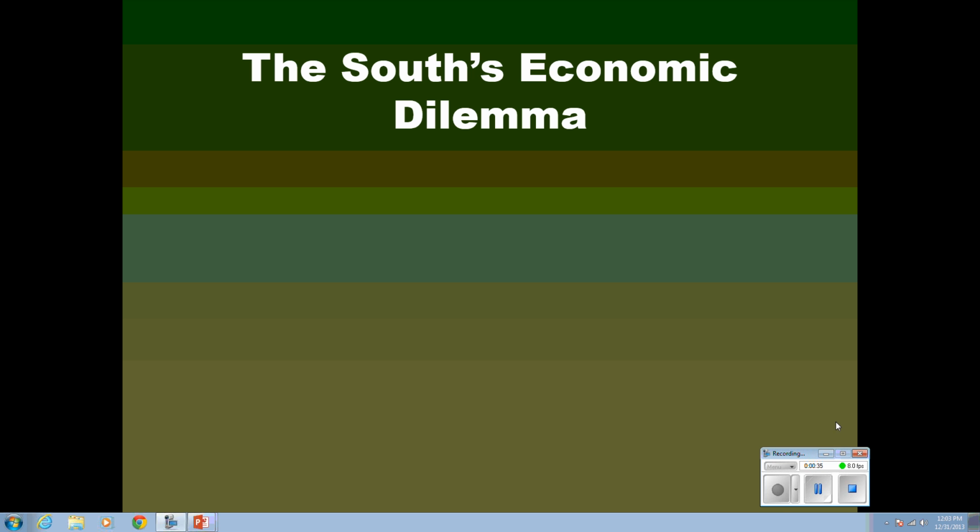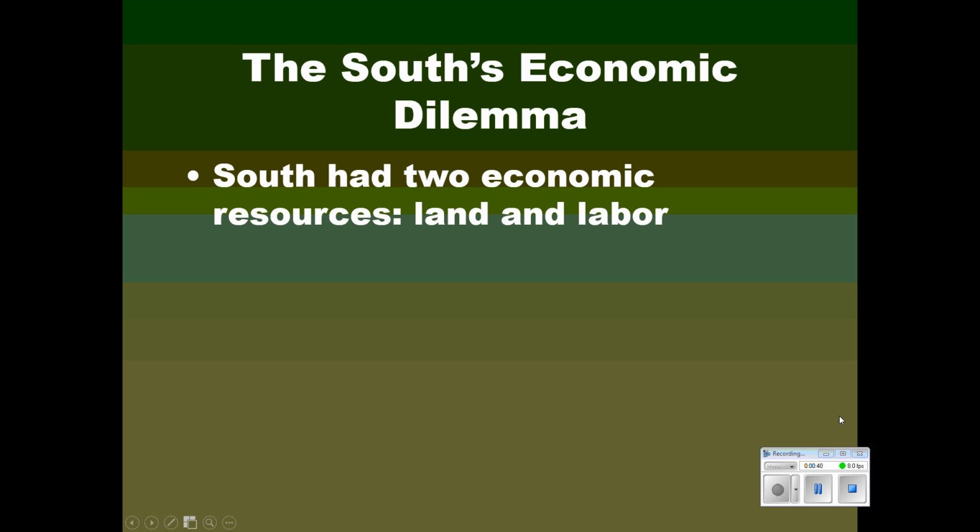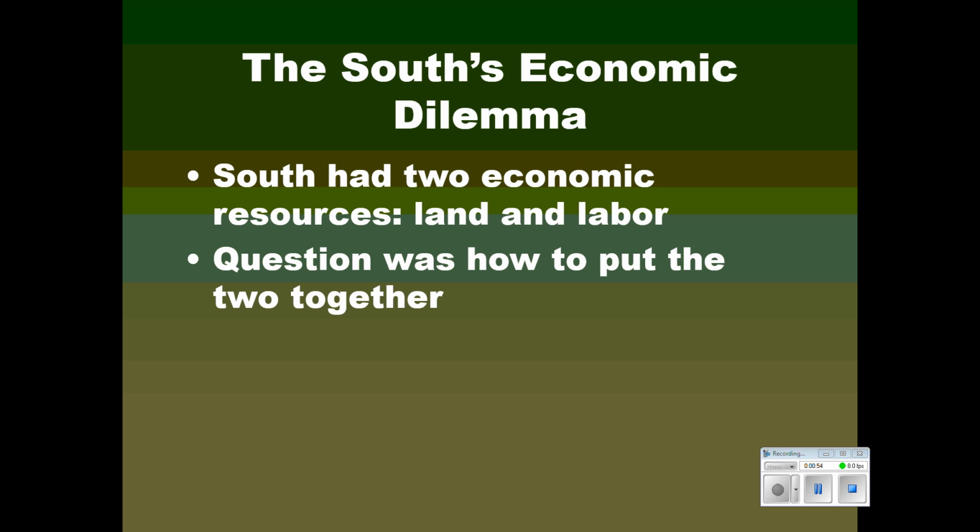Well, they had two resources they could begin with. One was land and the other was labor. The land was still there, and there was a large workforce, primarily of African Americans, who were able to work the land. The question was how to put the two together. Those with land had no ability to pay workers for the most part, and those who could provide the labor didn't have the land to work on. So how are you going to make an economy out of this?